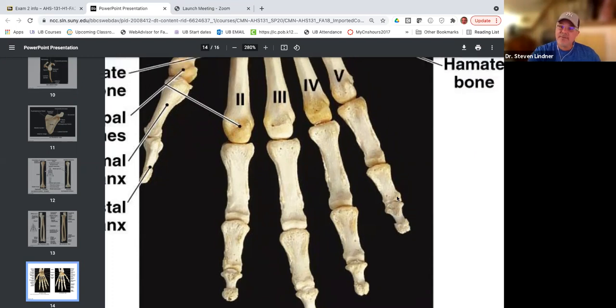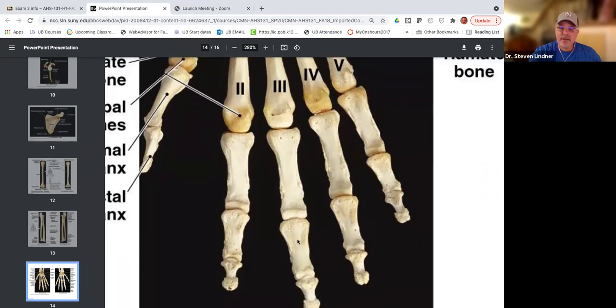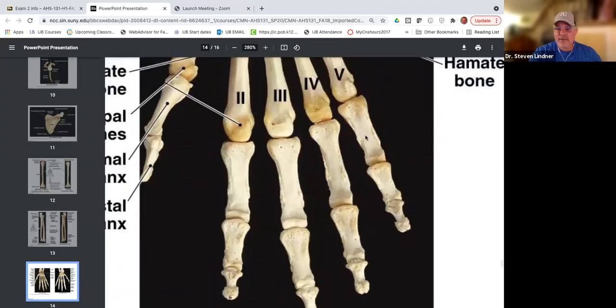Again, you would have to be specific. So if we pointed here, you would say third proximal phalange. If I pointed here, you would say third middle phalange. If I pointed here, you would say third distal phalange. If I pointed here, you would say fifth proximal phalange. If I pointed here, fifth middle phalange and fifth distal phalange. So we have a proximal, middle, and distal phalange from digit 2 to digit 5.